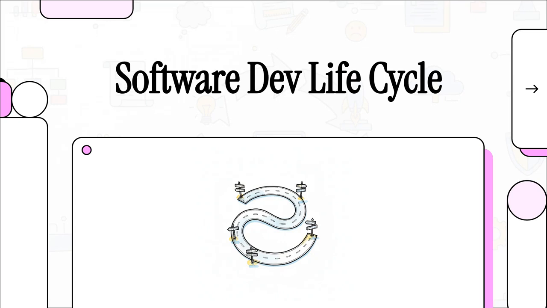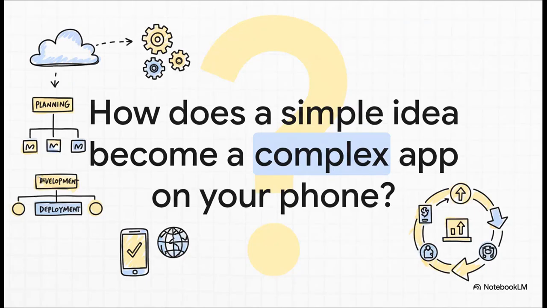Welcome to the Explainer. Today, we're going to break down the structured journey every piece of software takes, from just a simple idea all the way to that powerful app you use on your phone every single day. Okay, so let's just dive right into that. How does it happen? Well, the answer is a really structured roadmap that developers follow. It's called the Software Development Lifecycle, or for short, the SDLC.